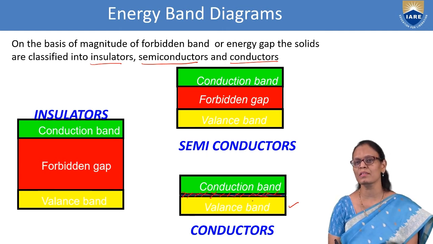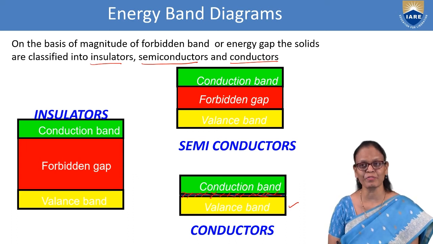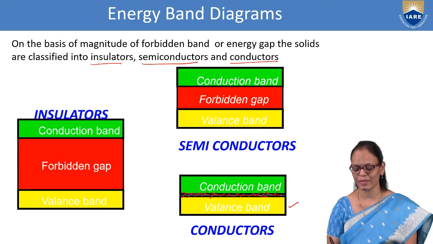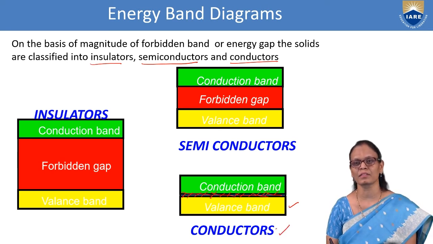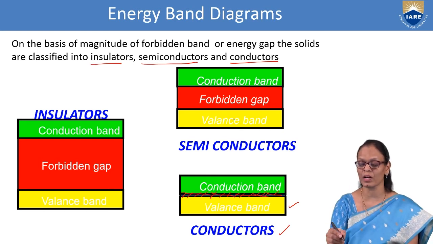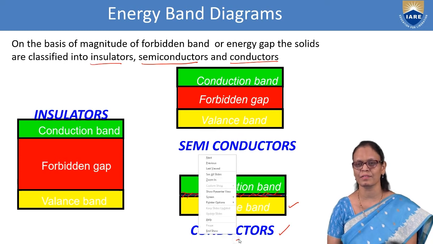What does this symbolize? It represents that electrons from the valence band can go to the conduction band very easily. They can be made free easily, and if they are free, they start conducting. That is why we call them conductors. So with the help of the energy gap, if there is no gap or if there is an overlap between the two, then you call them conductors.